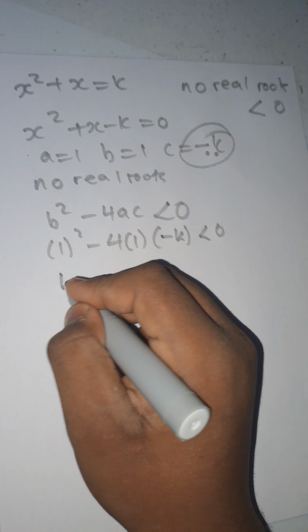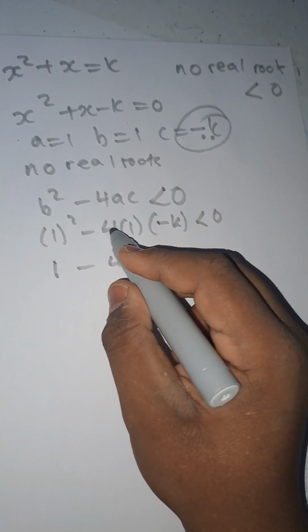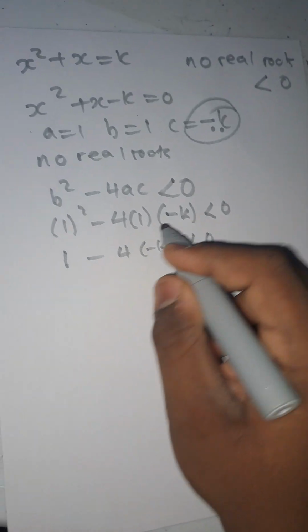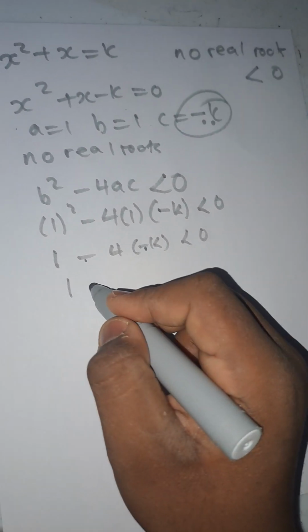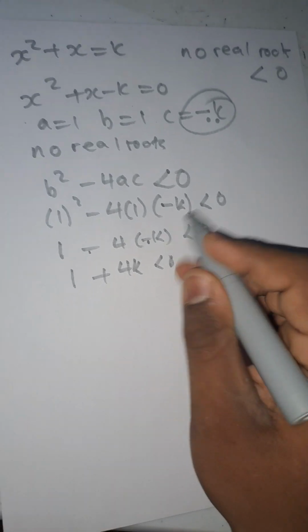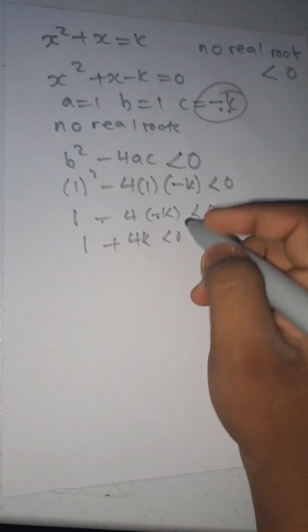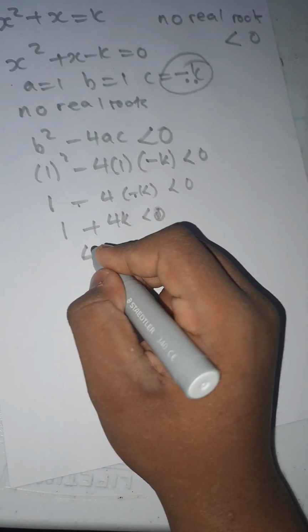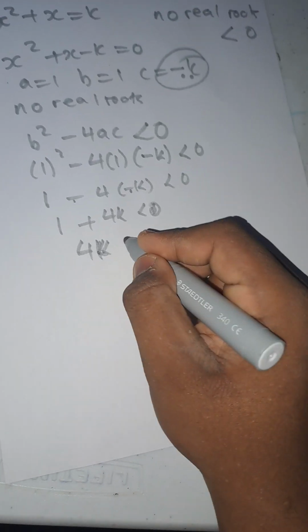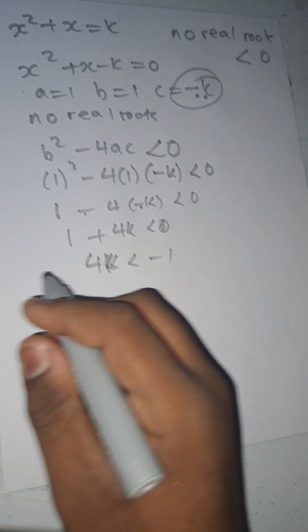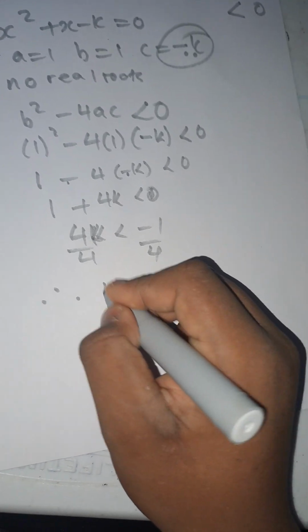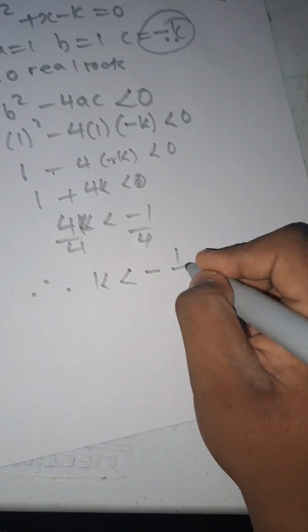And then I have what? 1 minus 4, minus k, less than 0. So it is the same as 1 minus and a minus, it is a plus 4k less than 0. And then I'm gonna do it like this. Take this 1 to the other side. But 4k, it is what? Less than negative 1. Then I do what? Divide both sides by 4. Therefore, my k, it is what? Less than minus 1 over 4.